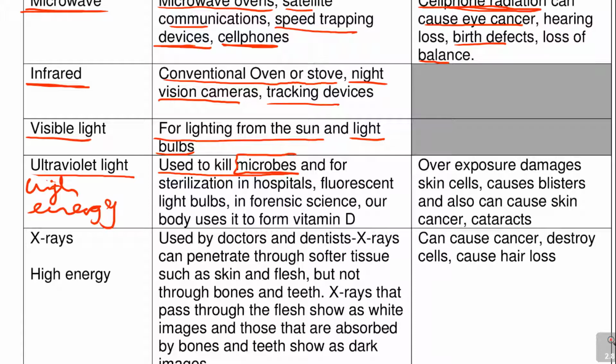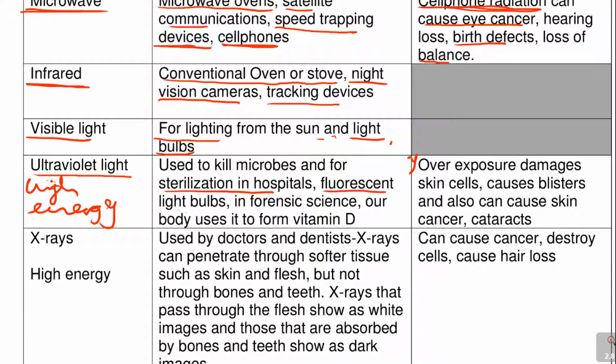Now the word microbes there, you just think of things like bacteria, viruses, fungi, the germs, anything that is not needed, especially in a hospital. So they are used to kill microbes and for sterilization in hospitals.